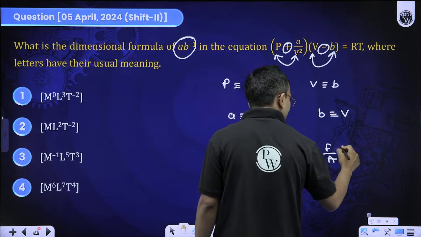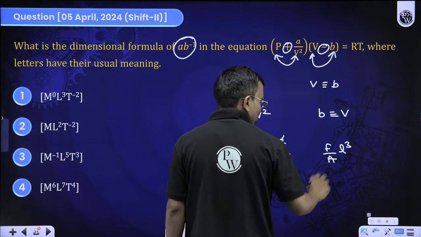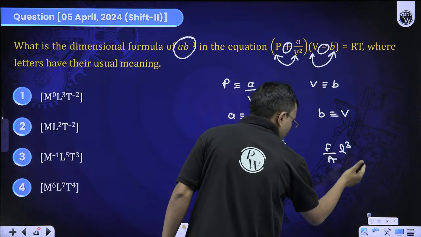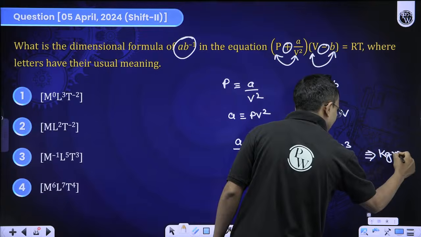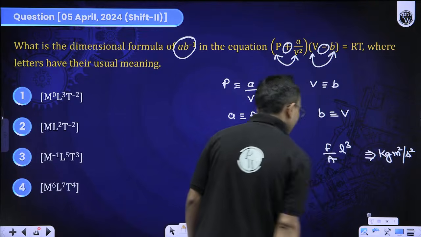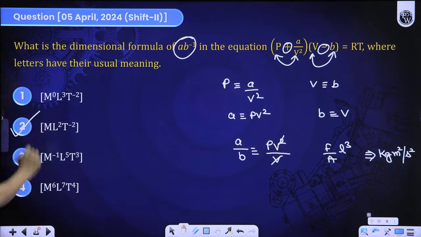Volume is a length cube. Area is my length square, by the way. So it will just become force into length. So the unit from here will come out to be kg meter square per second square. If you have to find the dimensions, it will become ML^2T^-2.